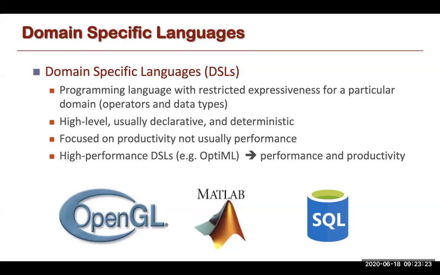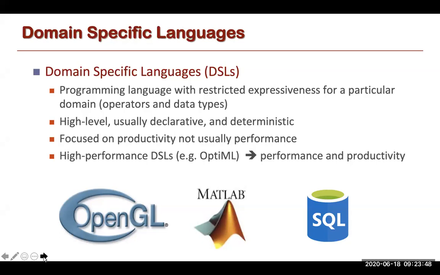And one of the areas that we focused on was the idea of a high performance domain specific language for machine learning that we called Optimal. So other examples of domain specific languages are MATLAB in the area of linear algebra, matrices in linear algebra, and SQL in the area of relational algebra.